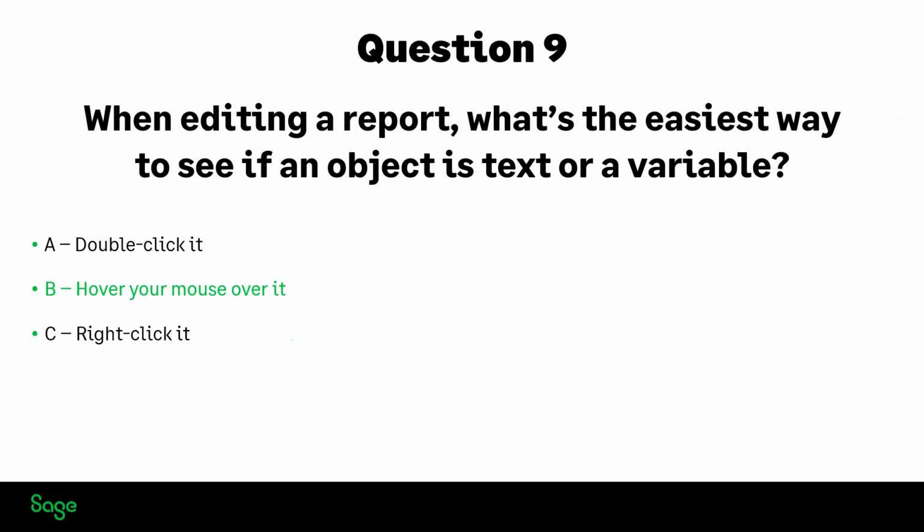Question 9, when editing a report, what's the easiest way to say whether an object is either text or a variable? Easiest option, just hover your mouse over it. Remember, if you hover your mouse over an object and it just gives you the highlight box around it, it means it's text. If you hover and you get that floating box pop up, which might say variable or expression, then it will say something like variable, and it will give you the table and the variable name.